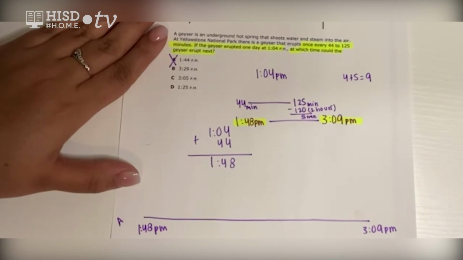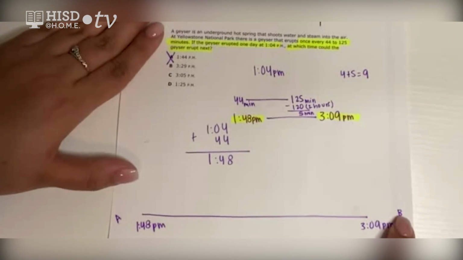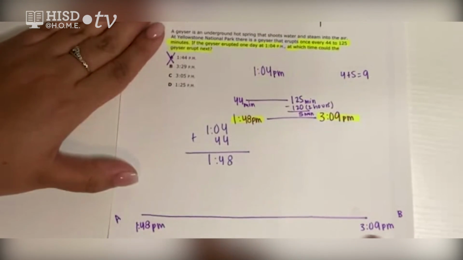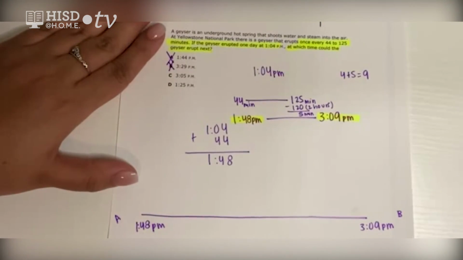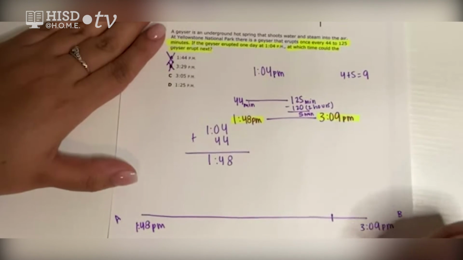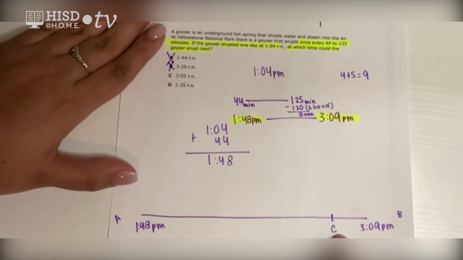B says 3:29 p.m. 3:29 p.m. is over here, and I'm going to put B over here. Could this be one of our options? No, because it doesn't fall within this number line. C says 3:05 p.m. 3:05 p.m. we could just say is like right here. We're going to put C down right here. Could it be C? Yeah, it could be C.